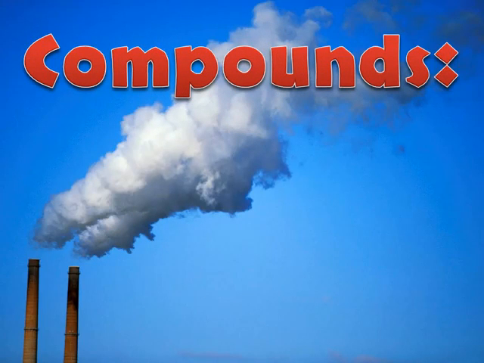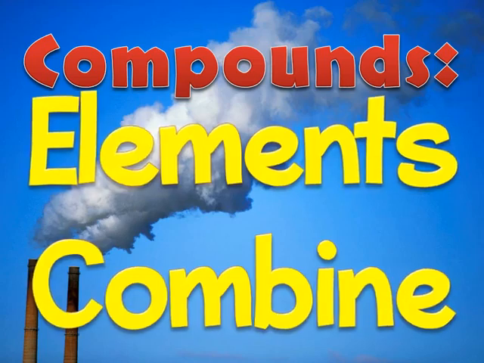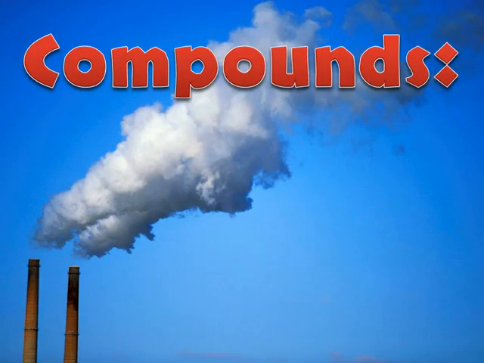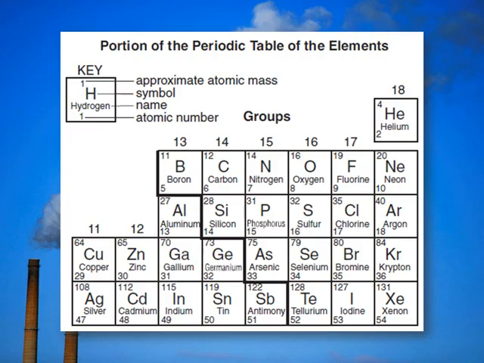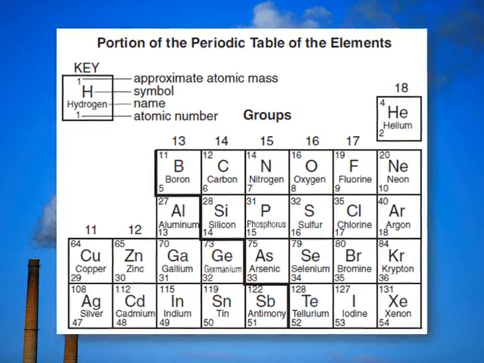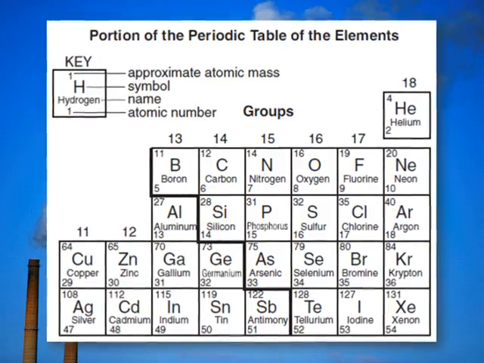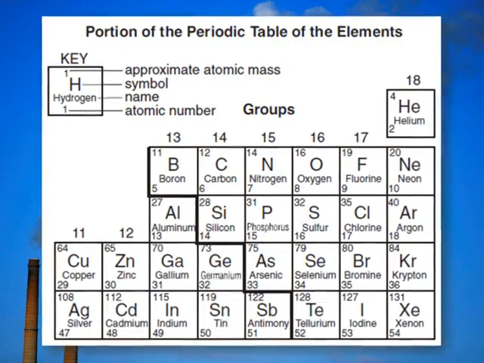It's important for us to remember what compounds are. Compounds are when different elements combine. Here's a section of the periodic table of elements. Notice that each element is represented by a symbol, either one or two letters. When these elements combine, compounds are formed.